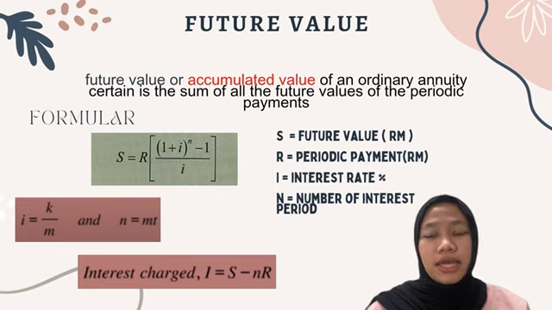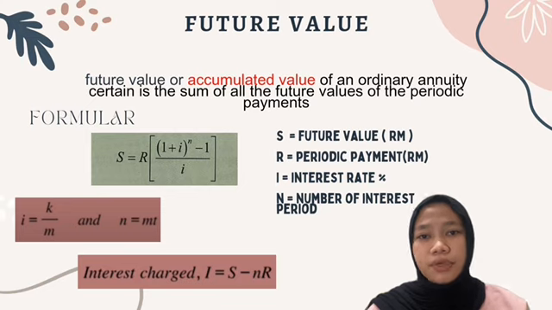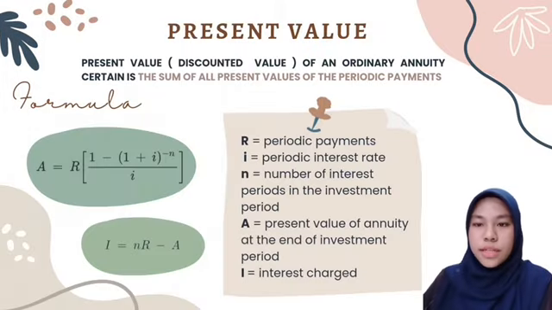The formula is S equals R[(1 + i)^n - 1]/i. If we want to find i, we must divide k and m. And if we want to find n, we must multiply m and t. The formula for interest charge is I equals S minus nR, where S equals future value, R equals periodic payments, i equals interest rate, and n equals number of interest periods.